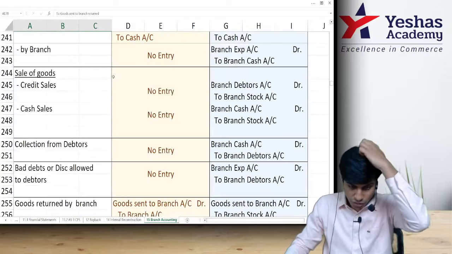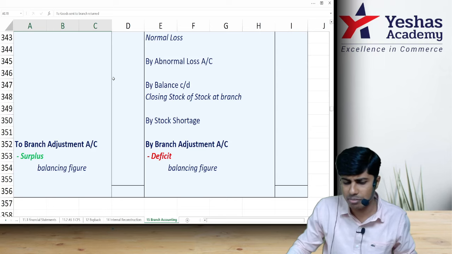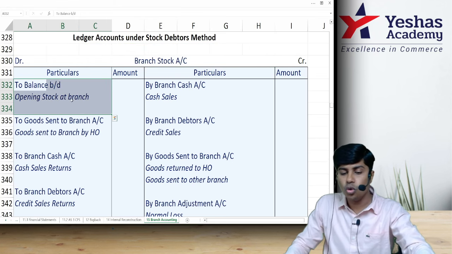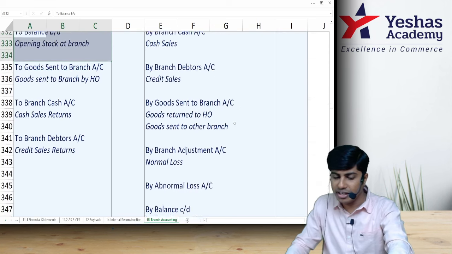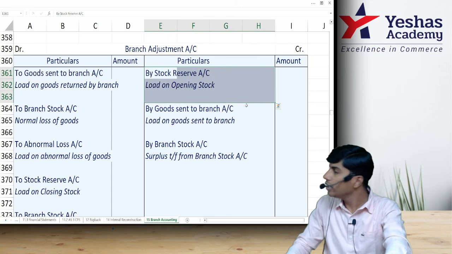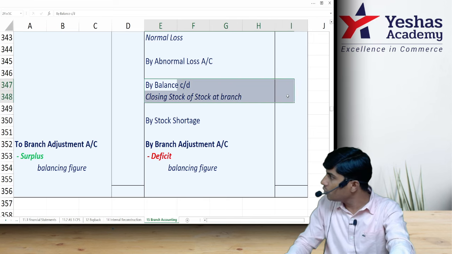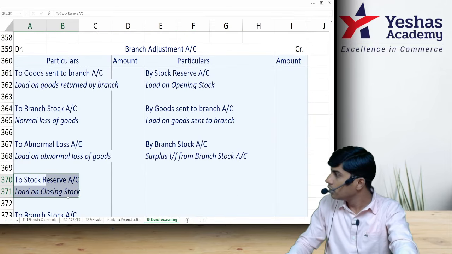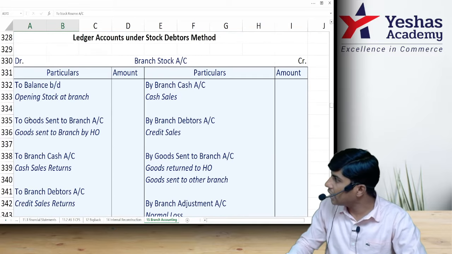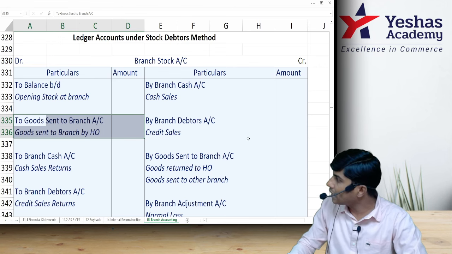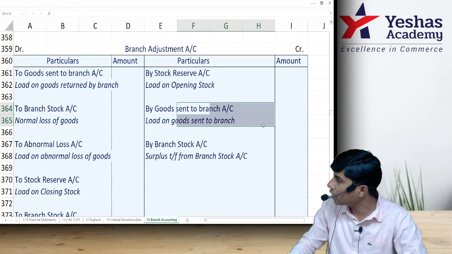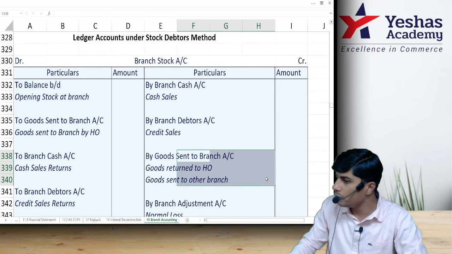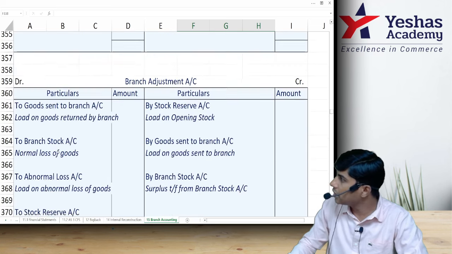Under the stock debtors system, if you have to remove load, what we do is very easy and simple. Whatever item is in the branch stock account at a higher price, for example opening stock, the load will not be removed on the credit side of the branch stock account. We'll write it in the branch adjustment account on the credit side. In the stock account, closing stock is at invoice price. The load is removed on the debit side, not of branch stock, but in the branch adjustment account. GSB in the branch stock account, if it is at invoice price, the load will be removed on the credit side, but in branch adjustment, not branch stock. Goods sent to branch returned, what is on the credit side of your branch stock account will be removed on the debit side, but in branch adjustment.